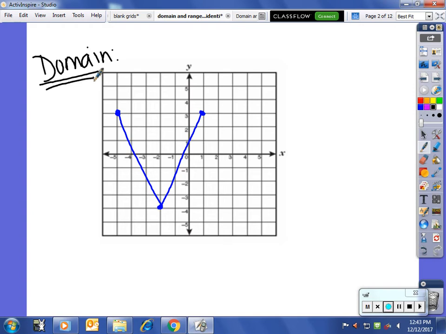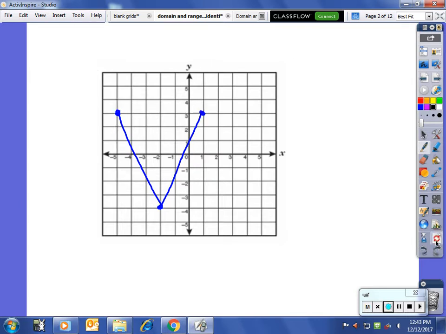Now, x values, domain values. On a point, the x value does what to your number? Does it go up or down or left and right? The x values go left and right. So if you're trying to identify domain, you want to look at the left and right edge of your picture. The point that's furthest to the left and furthest to the right. That's what you want to do for domain.